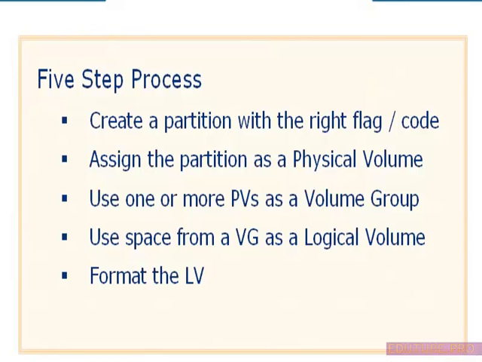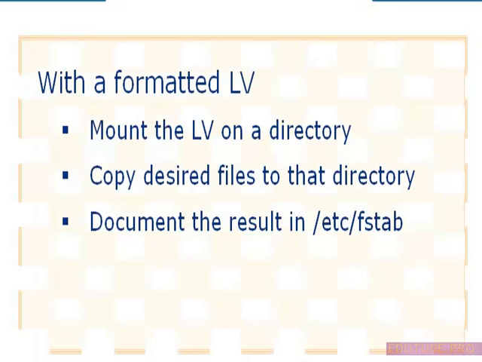There are 5 basic steps. First, you use a tool like fdisk or parted to create a partition, and then you set it with the right flag or code for logical volumes. Next, you assign the partition as a physical volume with a command like pvcreate, and then you use one or more physical volumes grouped together as a volume group. That gives you a bunch of available space from which you could set up one or more logical volumes, which can then be formatted, and then it's ready for use as a logical volume.